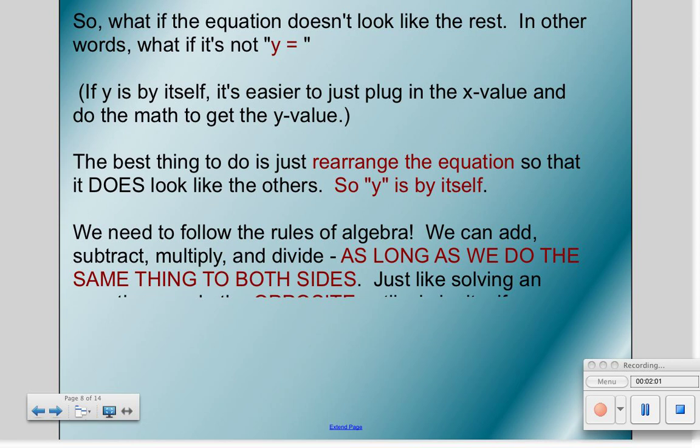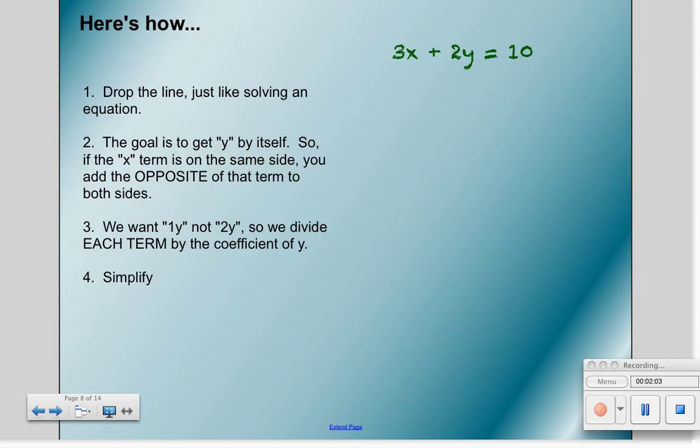Okay, here's how we would do that. So number 1, we're going to drop the line just like we did when we were solving an equation. And then the goal is to get y by itself. So if the x term is on the same side, then I want to add the opposite. So I want to get this by itself, so I'm going to add the opposite of positive 3x to both sides.